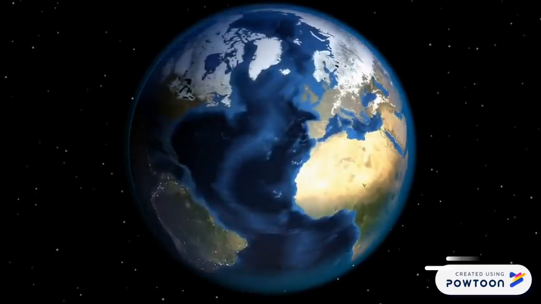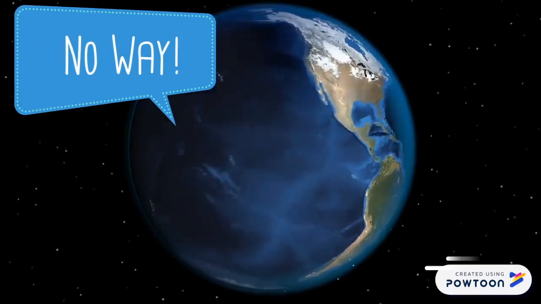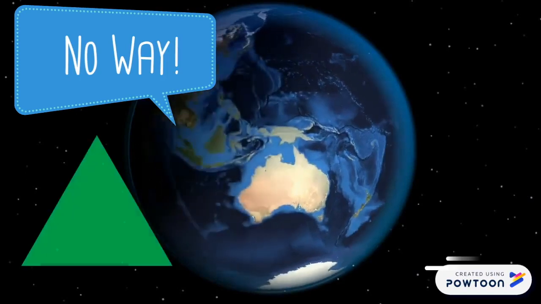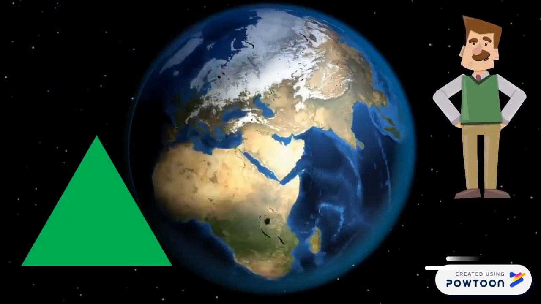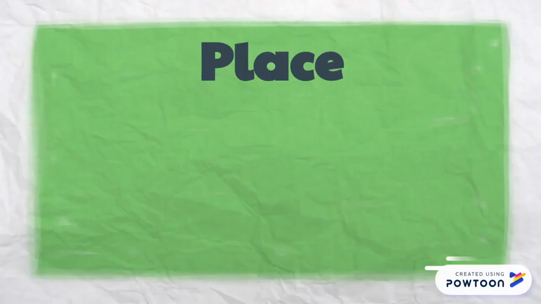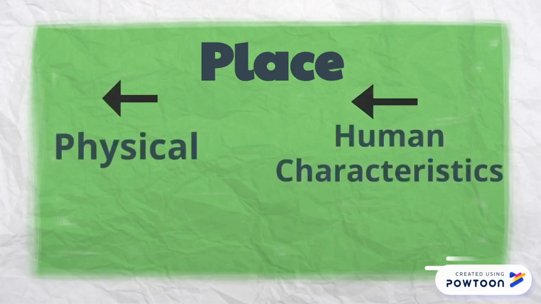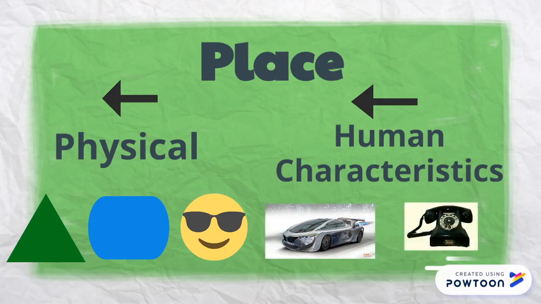Is the Earth's surface identical everywhere you go? No way! Diverse landforms and bodies of water give our planet its shape. Place refers to the physical and human aspects of a location. Each place in the world has its own unique characteristics. Place is broken up into 2 categories: physical and human characteristics. This could involve describing the landforms, bodies of water, or climate. It also includes human features like land use, transportation, and communication.